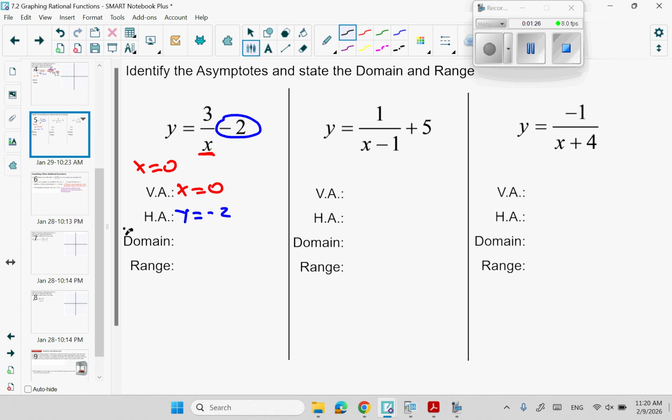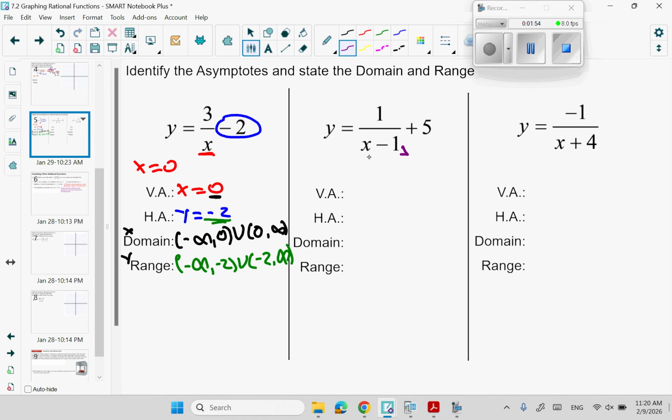We should also remember that domain is with x's and range is with y's. So my domain would be everything except my vertical asymptote: -infinity to 0, union 0 to infinity. And my range should be everything except the y value: -infinity to -2, union -2 to infinity.